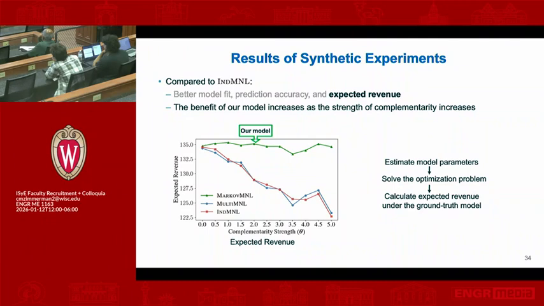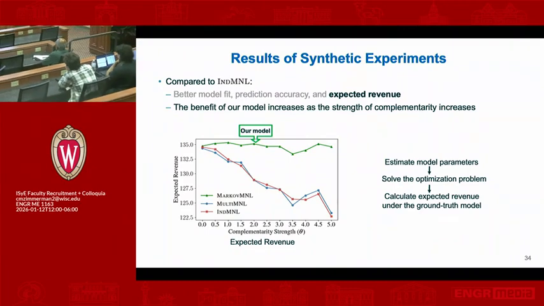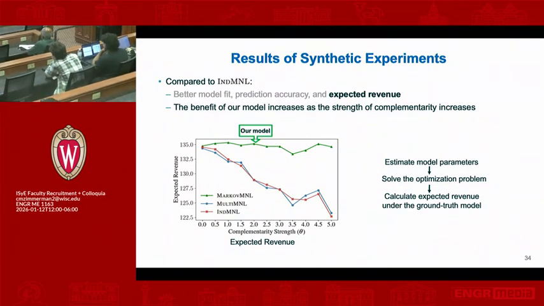For the synthetic data, we also compare the decision quality in terms of the expected revenue under the ground truth model. It is interesting to see that even though multi-MNL, our benchmark with complementarity, and independent MNL have different performance for model fit and prediction accuracy, they often output similar assortment decisions, and our model outputs a different assortment decision and achieves higher expected revenue under the ground truth.